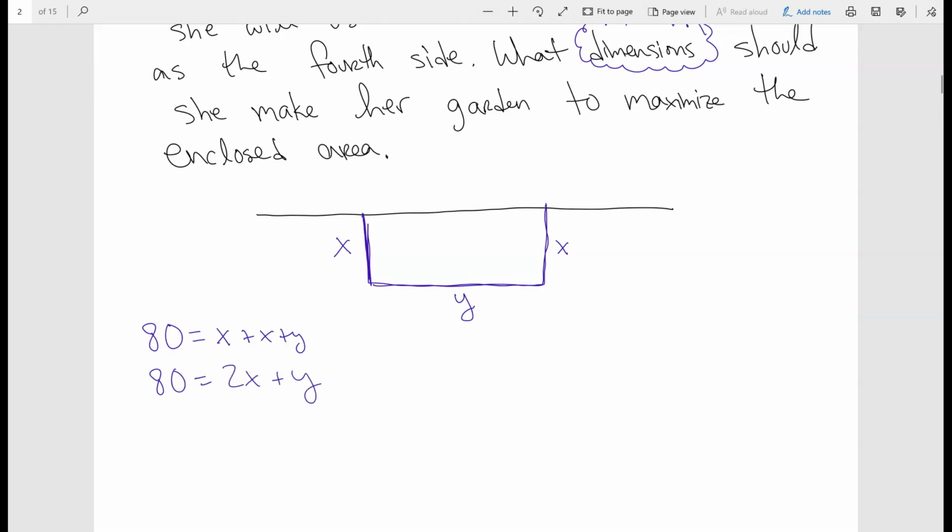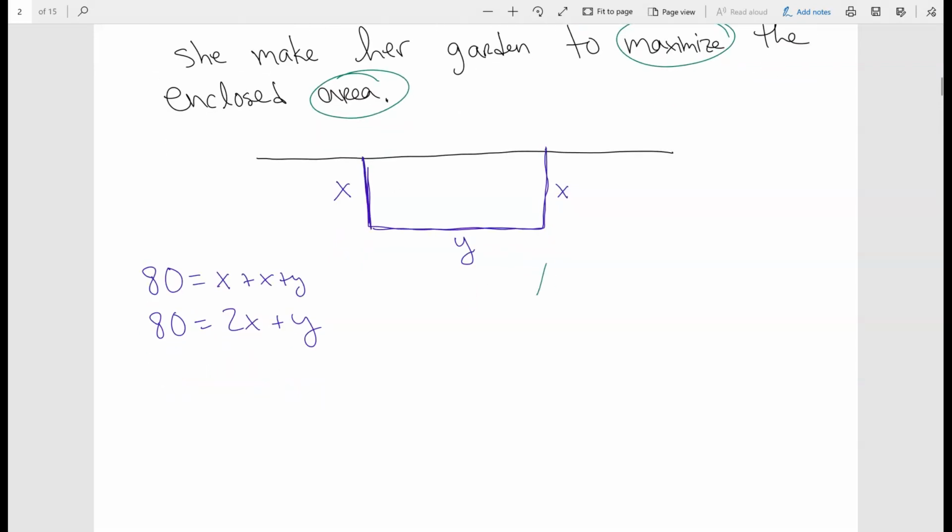Now, what is the thing that she wants to maximize? Well, she wants to maximize her area. Now, what is the formula for the area? The area of a rectangle is length times width, so in this case it will be your x and your y. Now, we have to somehow incorporate the fact that we need to put in this 80 somewhere in the area. So we have 2 equations here. What I'm going to do is move this 2x to the other side. So I'm going to have y is equal to 80 minus 2x.